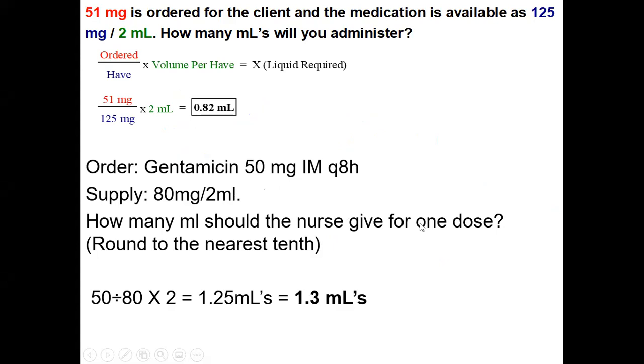Okay. And then we rounded it to the nearest tenth. So in order to round it to the nearest tenth, you use that 5, and that would take it up to 1.3 mLs.